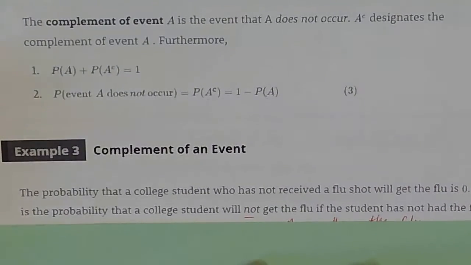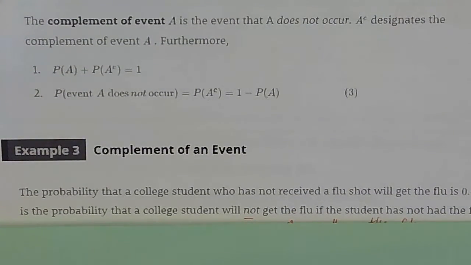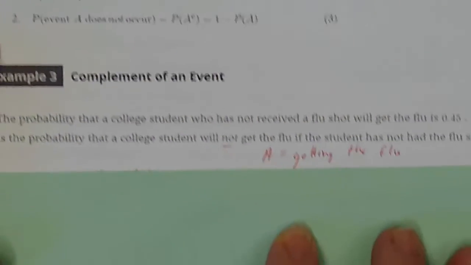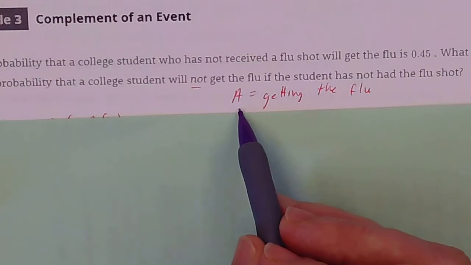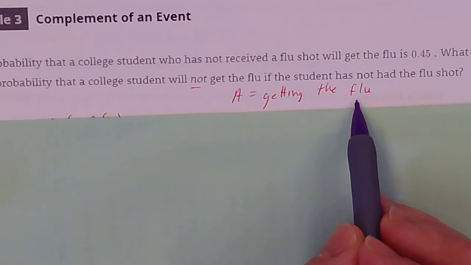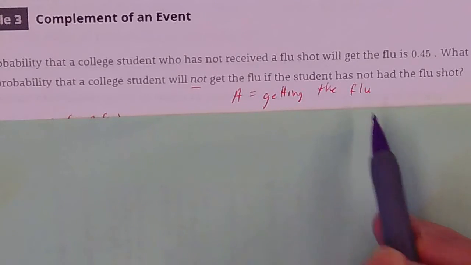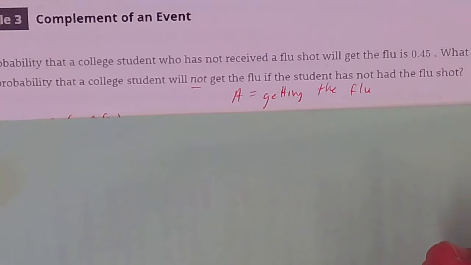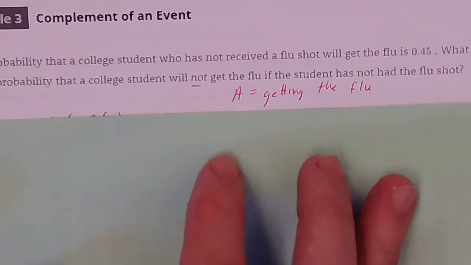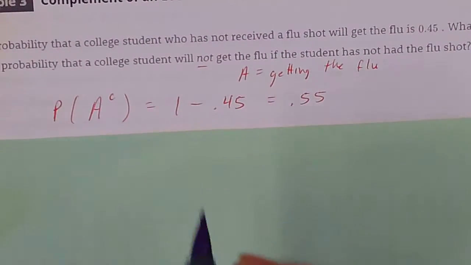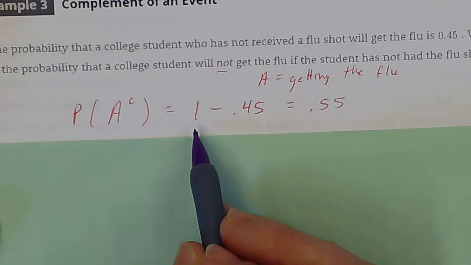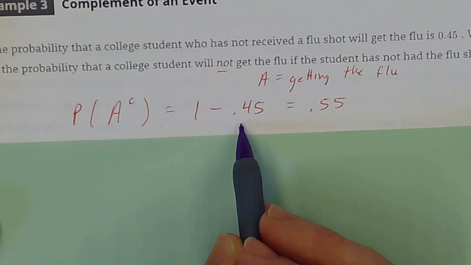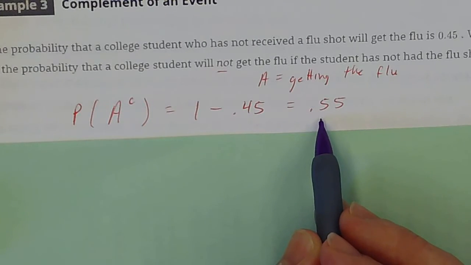All right, so we could actually write this in words too, like they did in the book: the probability that they will not get the flu. Or you can define the event like this, like I did. Let's just call A the event of getting the flu. So the probability of not getting the flu was 1 minus 0.45, which is 0.55.